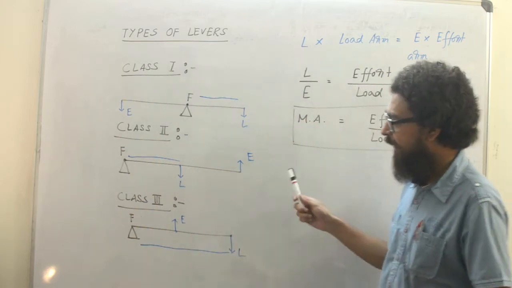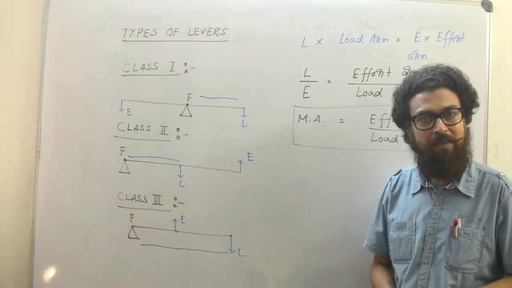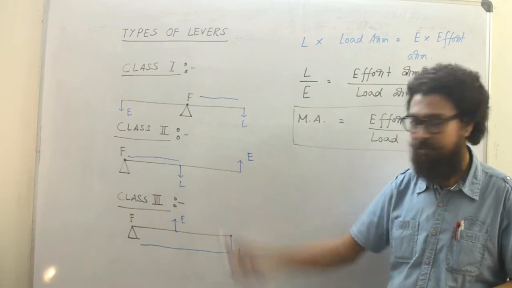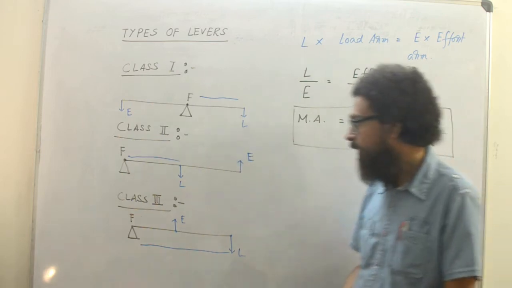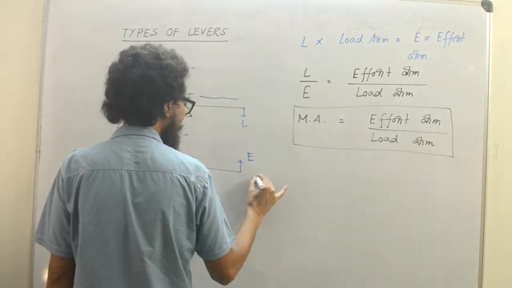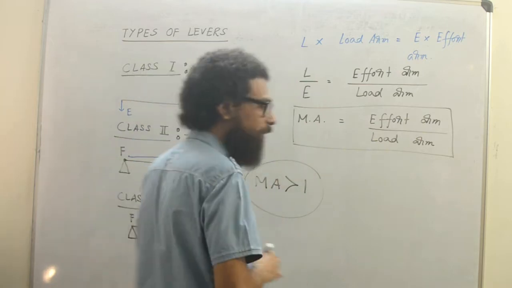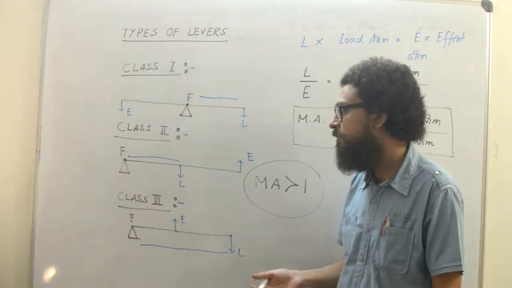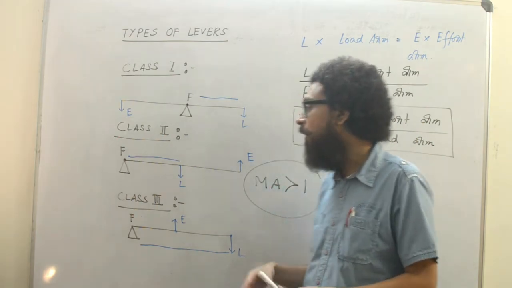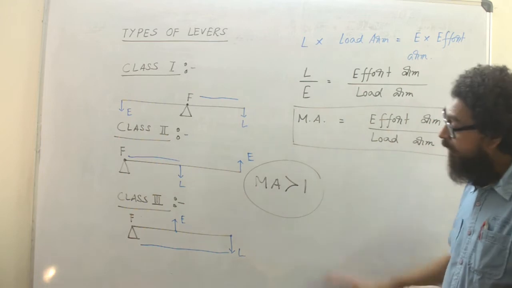Okay, now come to the class 2. What you can see, that effort arm is always greater than the load arm. You can see it here as per the arrangement of class 2. So here what you can say, that MA for this kind of lever is always greater than 1. Always greater than 1. You have a lot of examples for class 2 levers. You can have a look in your textbook. I am coming to that for the examples.